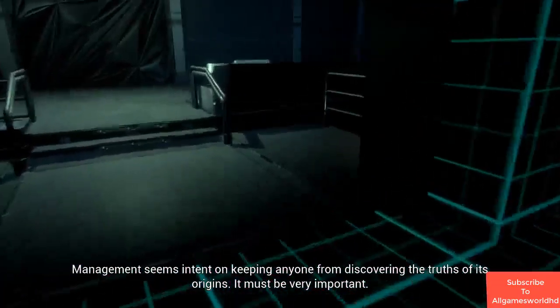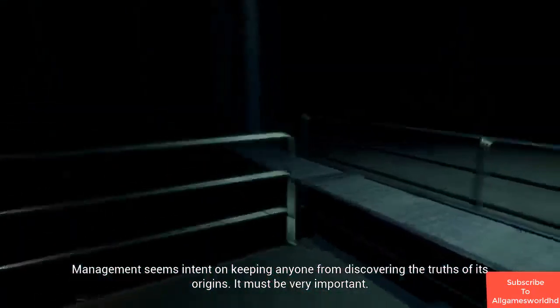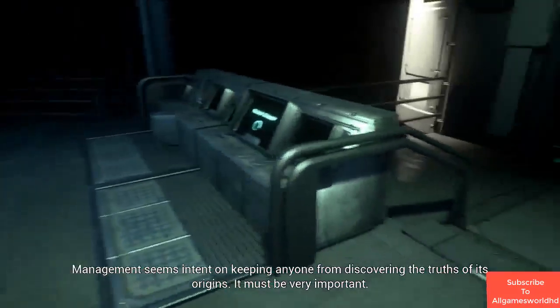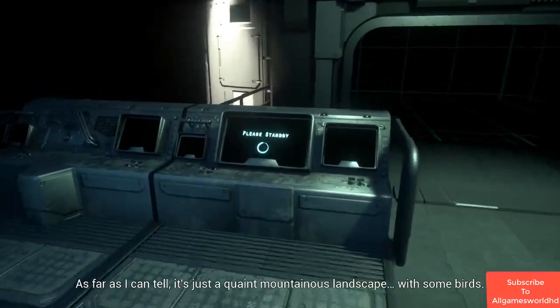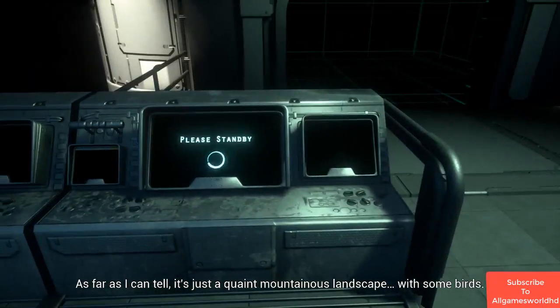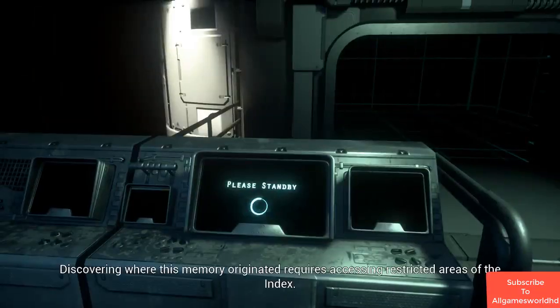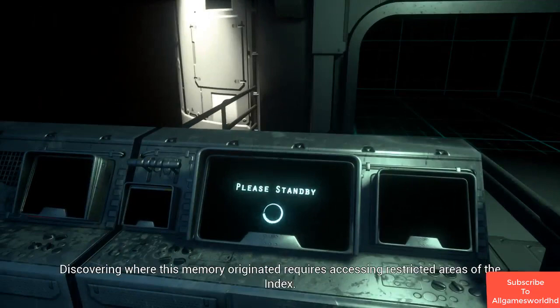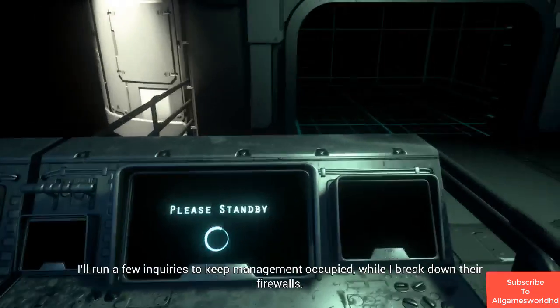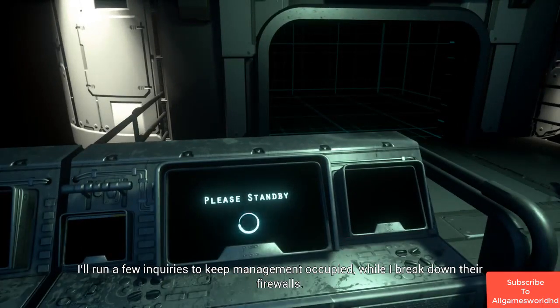Management seems intent on keeping anyone from discovering the truths of its origins. It must be very important. As far as I can tell, it's just a quaint mountainous landscape with some birds. Discovering where this memory originated requires accessing restricted areas of the index. I'll run a few queries to keep management occupied while I break down their firewalls.